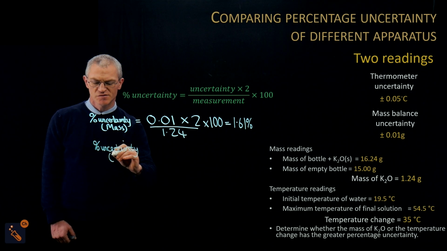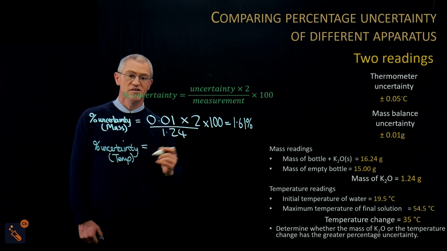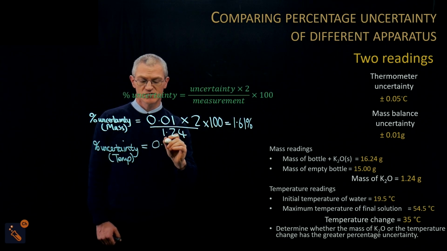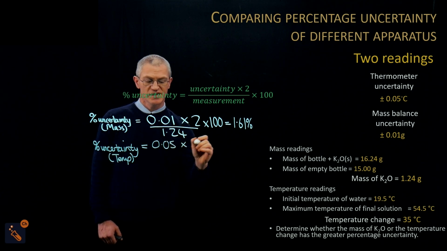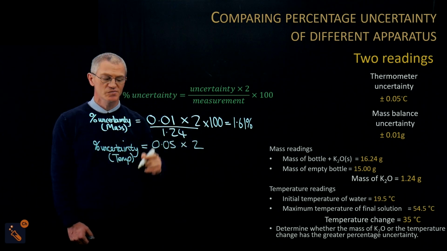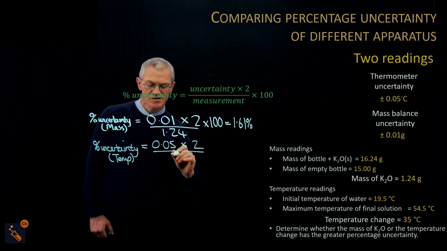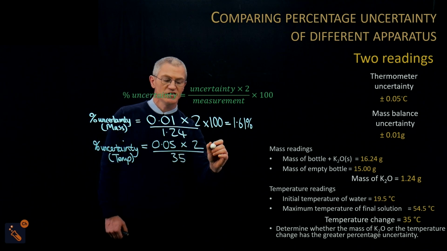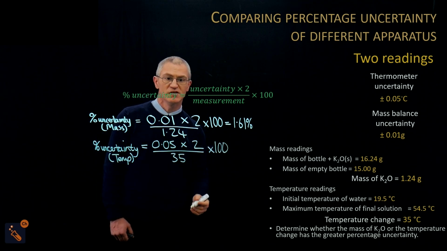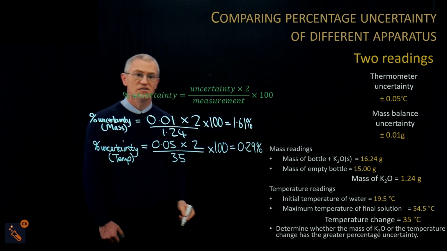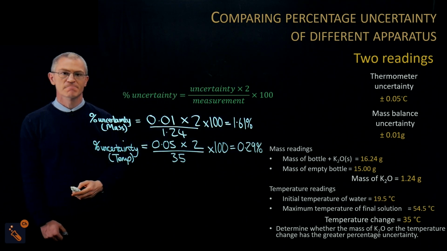Okay, and this time it's going to be for our temperature. Again we look up and say our uncertainty is 0.05. That's again times by 2 because we have 2 readings. We've been through that. And then our temperature change is going to be divided by 35. Times that by 100 again, and if we times that by 100, we get 0.29%.